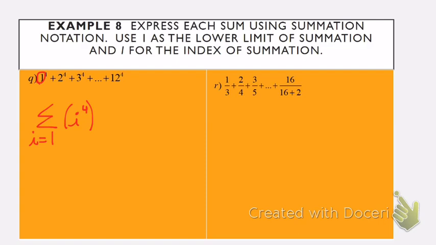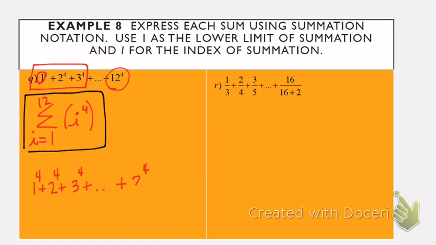So if I plug in 1 for I, I get 1 to the 4th power. If I plug in 2 for I, I get 2 to the 4th power. If I plug in 3 for I, I get 3 to the 4th power. Those are the first 3 terms in the summation given at the beginning of this example, which means my upper limit needs to be 12. So this is my final answer for my summation. And this is the rule.